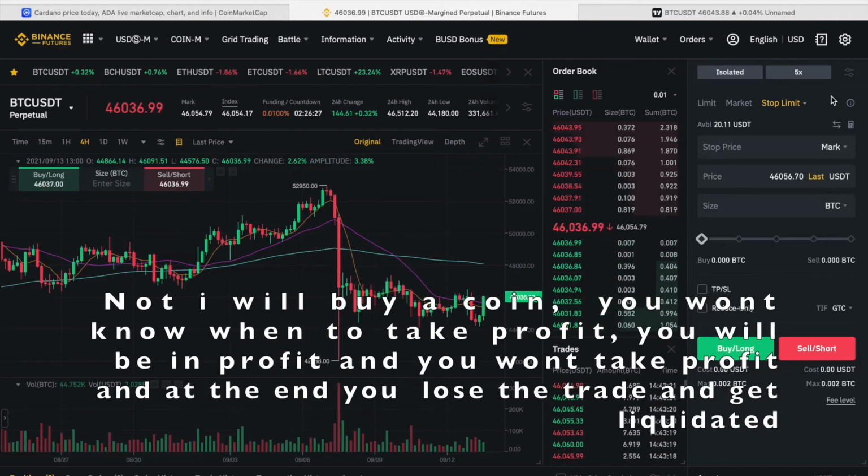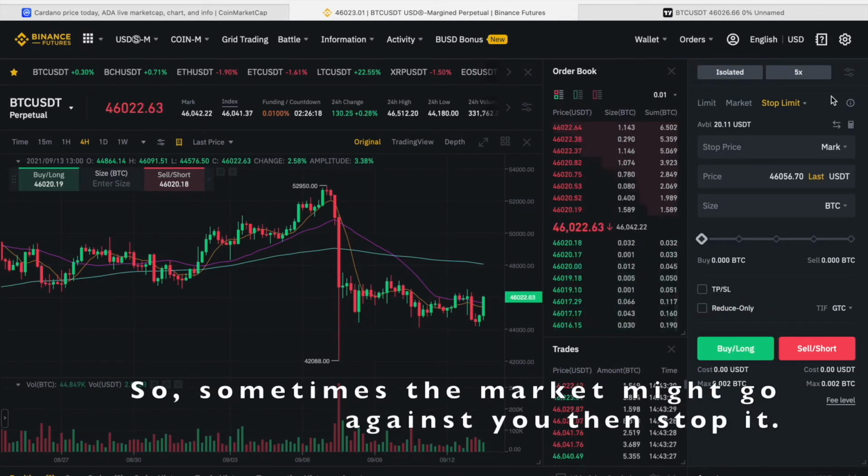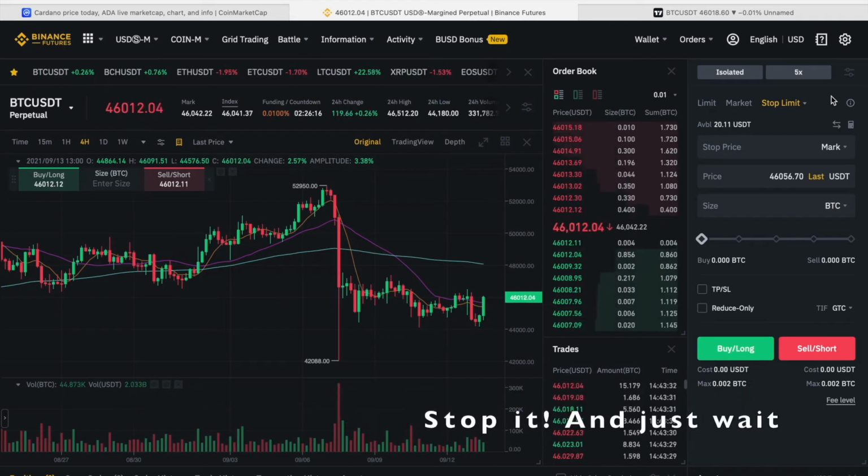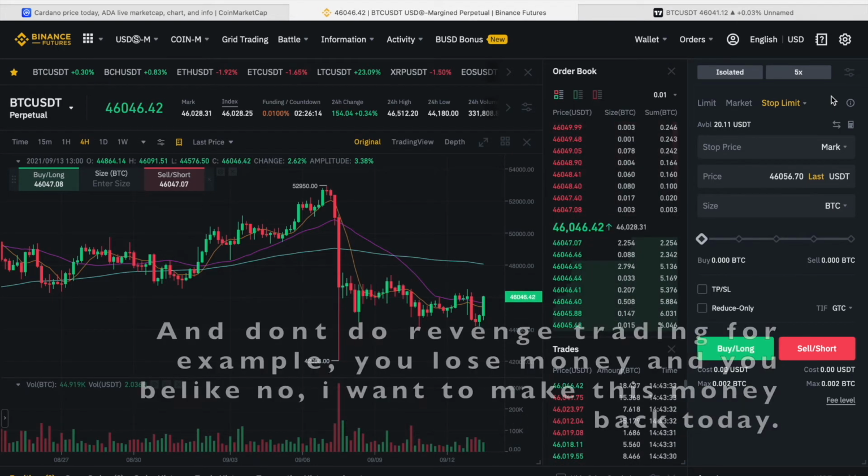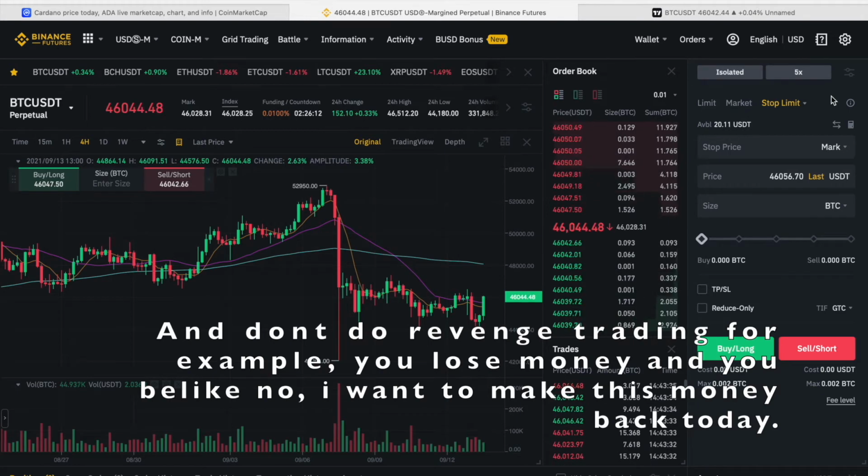You'll buy a coin, you won't know when to take profits, you won't take profits. At the end, you end up losing that trade and you get liquidated. So sometimes the market might go against you, then you stop it and just wait. And don't do revenge trading.